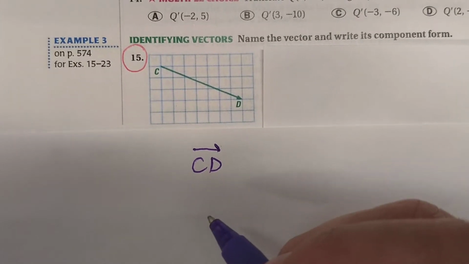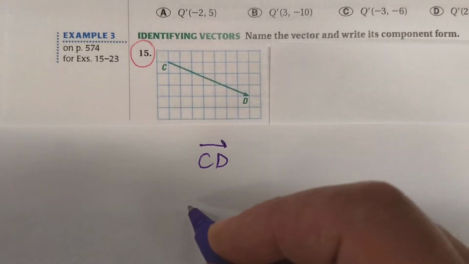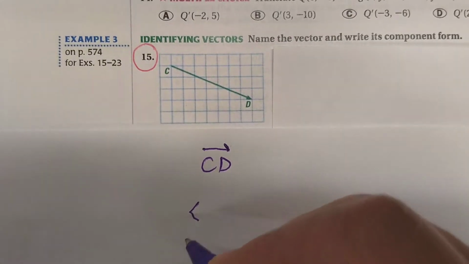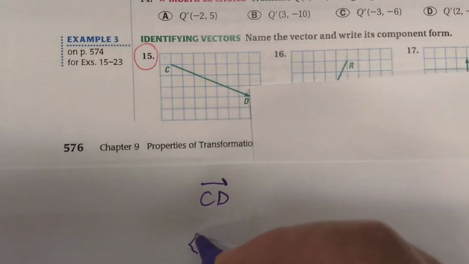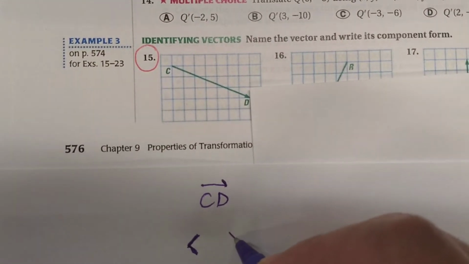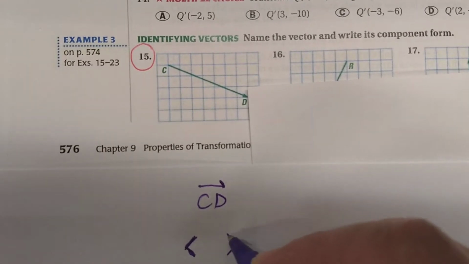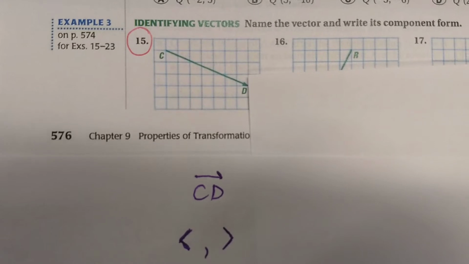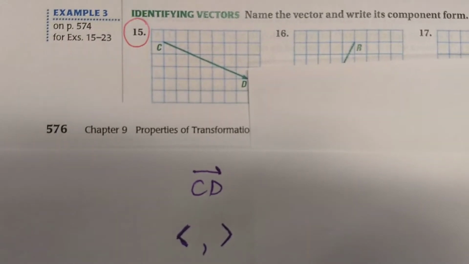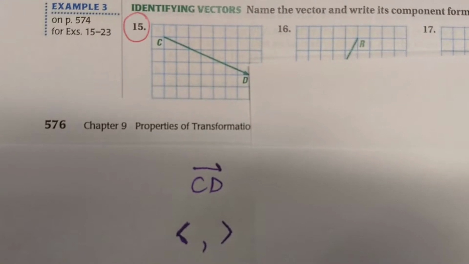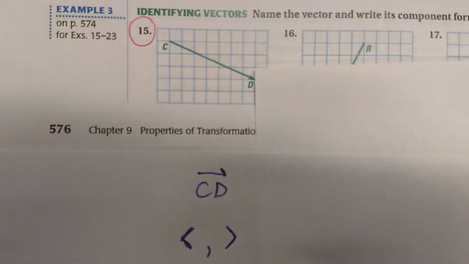The component form of this is how you show both the direction and the magnitude. And that's where you have these, instead of parentheses, you have these little brackets that kind of look like arrows. Kind of like a coordinate, you're going to separate them with a comma. It shows you where you're moving to the right or left, and then where you're moving up and down.